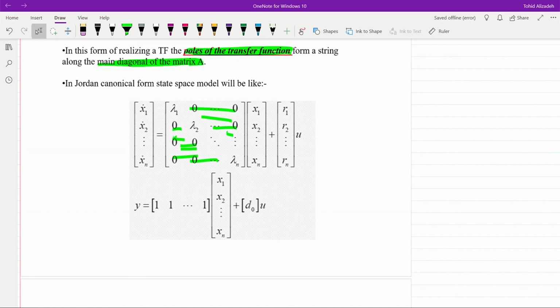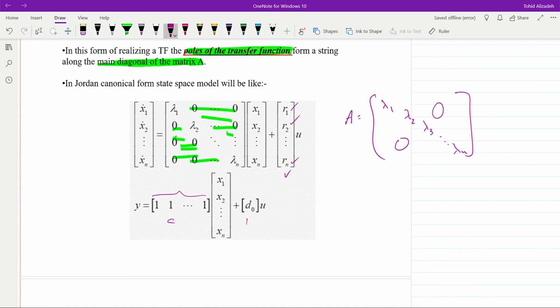So in the Jordan canonical form, we will have the state space model in this form. The A matrix will be all zeros apart from the diagonal elements, which will be in the form of lambda 1, lambda 2, lambda 3 till lambda n. For the B vector, we will have it in the form of R1, R2, down to Rn. We will see how to obtain them. And for the C matrix, it will be full of ones.